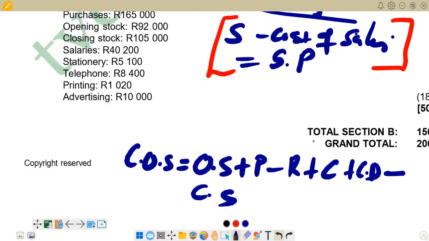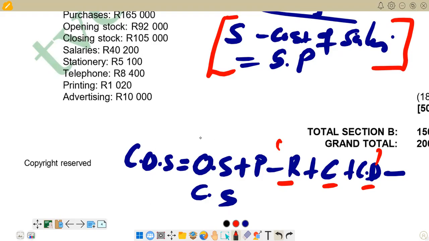Depending on the question, these figures might not be there. Most of the questions do not give you the figures for returns, carriages, or customs duty. So it means you are just going to skip this section. You're just going to say opening stock plus purchases, then minus closing stock, which is the most common one. Then you get your cost of sales.